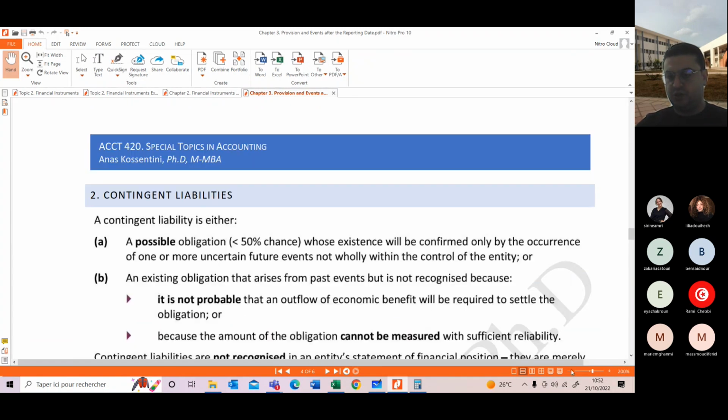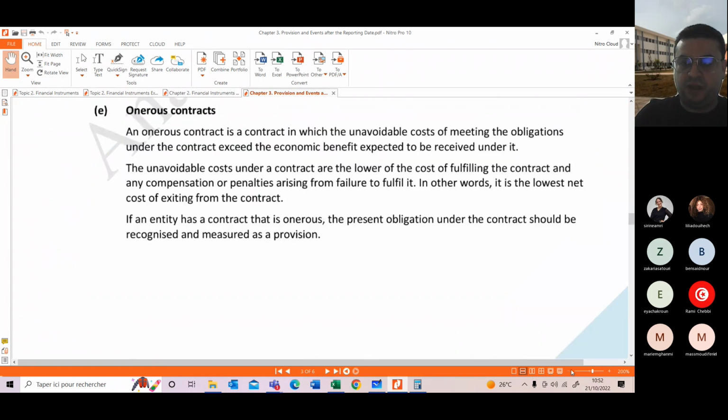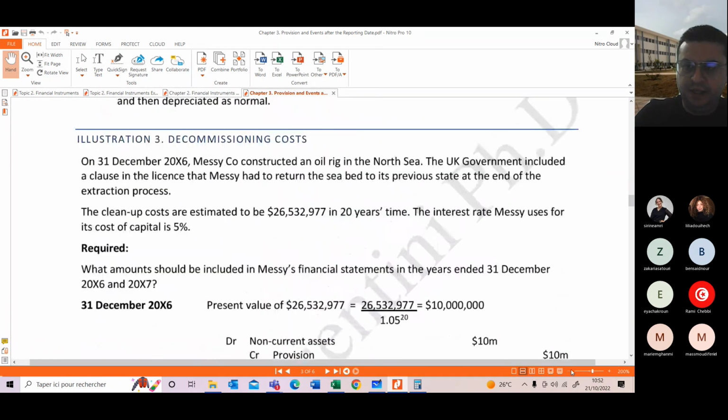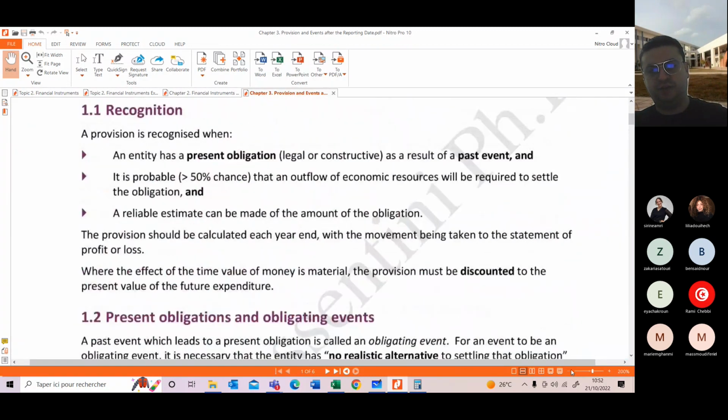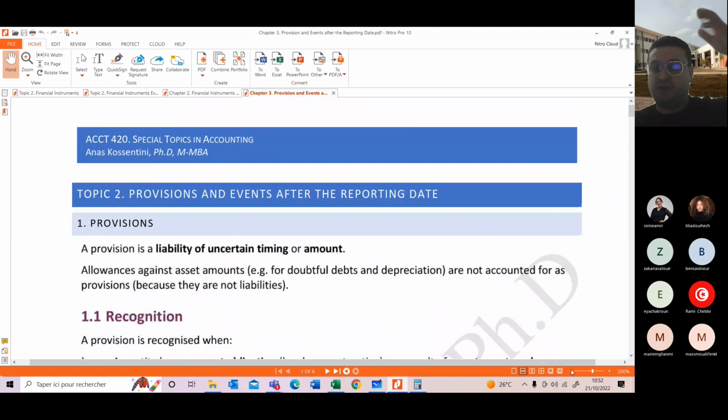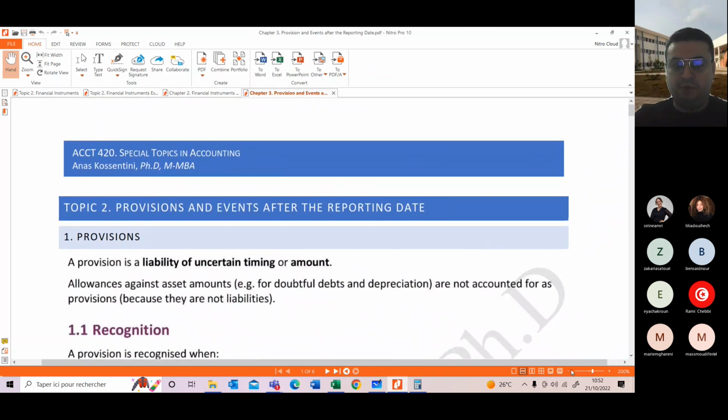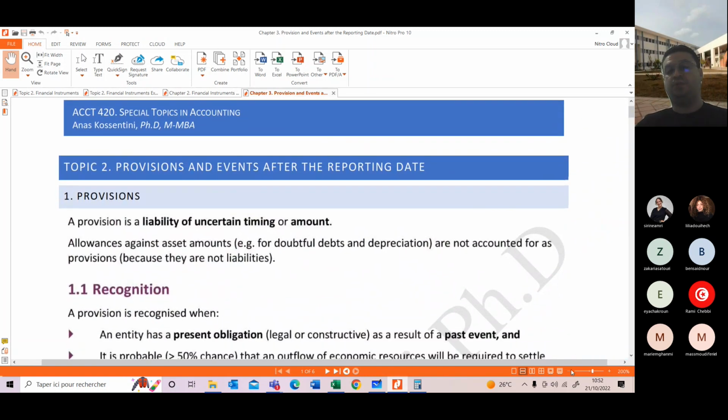Okay, guys, so I'm going to start without wasting time. I'm going to start the next topic. Topic 3 is on what we call provisions, contingent items, and events after the reporting date. We're going to discover elements like what we mean by provision, but also what we mean by contingent liability.